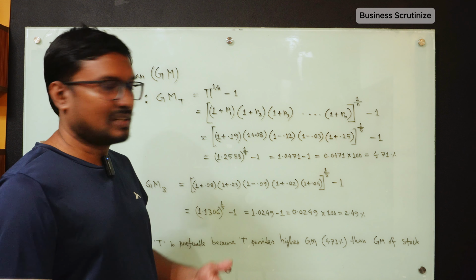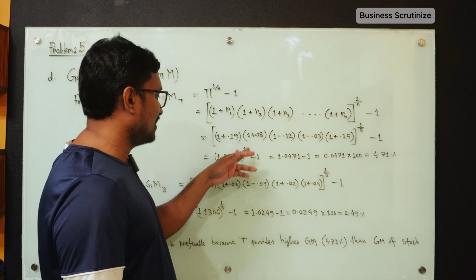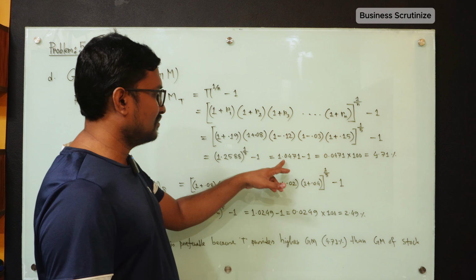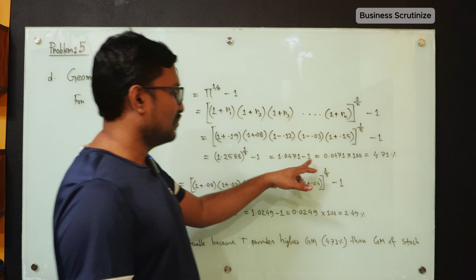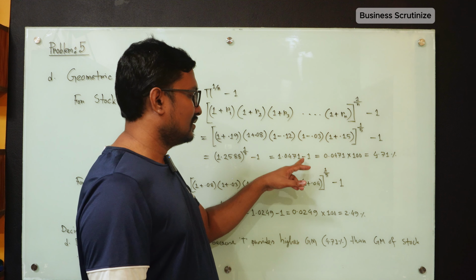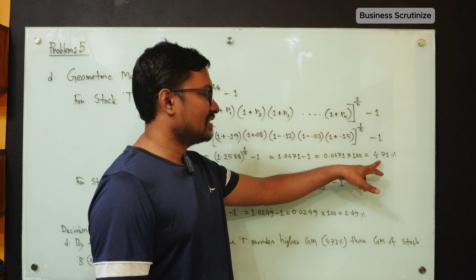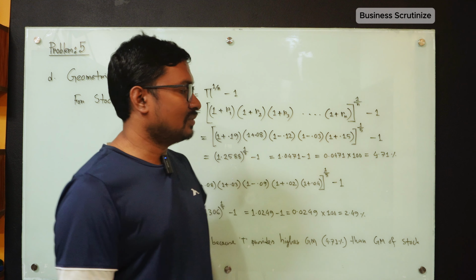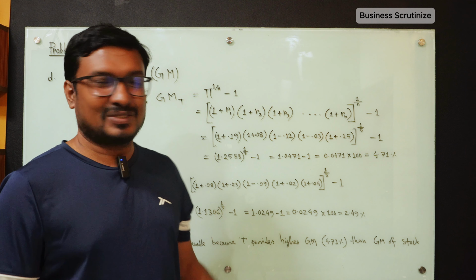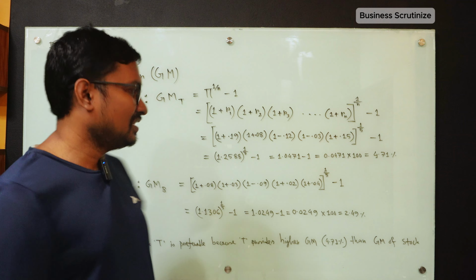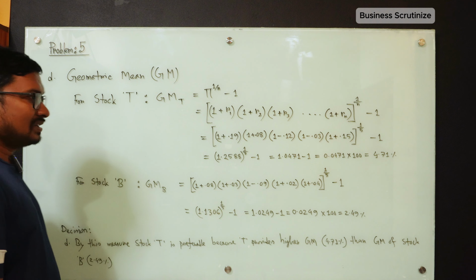1.2588 using our calculator, and 1 divided by 5 as the power, minus 1. So we will get 1.0471 minus 1, and subtracting 1 we will have 0.0471, and we can write it as a percentage, 4.71%. So very simply we can find the geometric mean, as you have seen already.